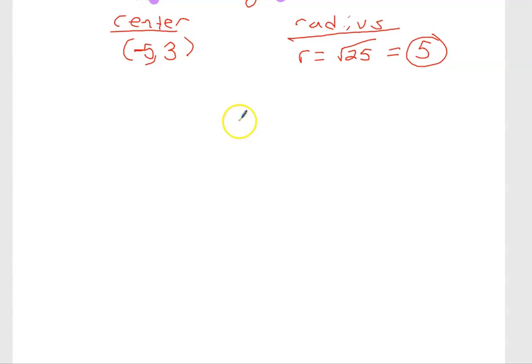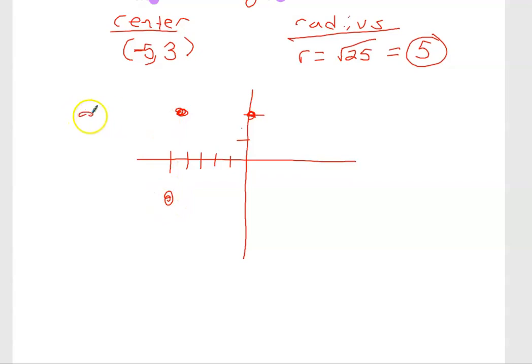Now, if I wanted to graph this or create a rough sketch, I would go to the center, so (-5, 3): left 1, 2, 3, 4, 5, and up 1, 2, 3. So here's my center. Now to figure out how to draw the circle, I know the radius is 5, so all I would do is count 5 in each direction. It would be a real rough sketch, but you would essentially get that circle there. That's how we use the information to graph a circle.